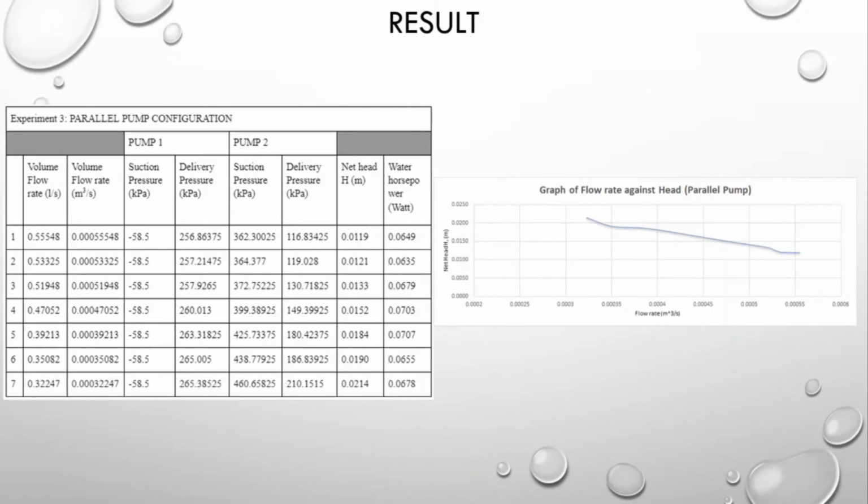This is the data for the parallel configuration and the graph of flow rates against net head. The graph correlation shows that the pump head decreases as the flow rate increases. This relationship states that the pump head is not proportional to the flow rate for a parallel pump.